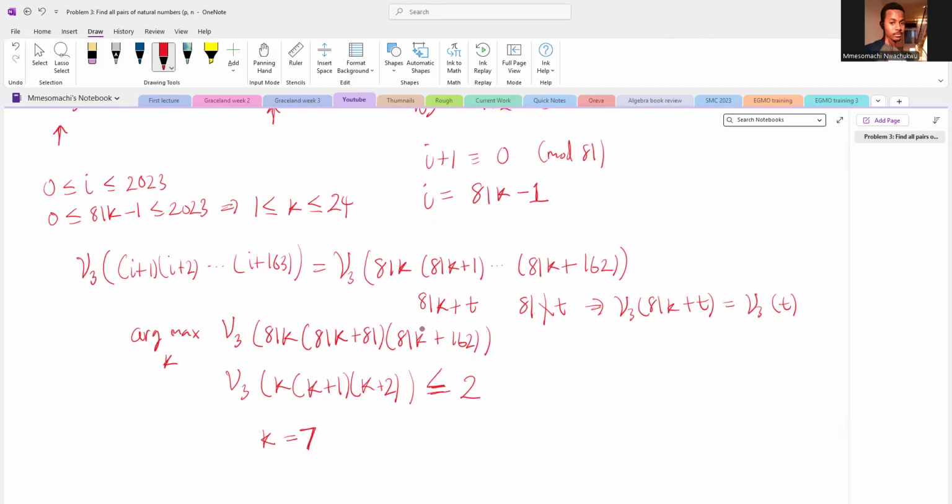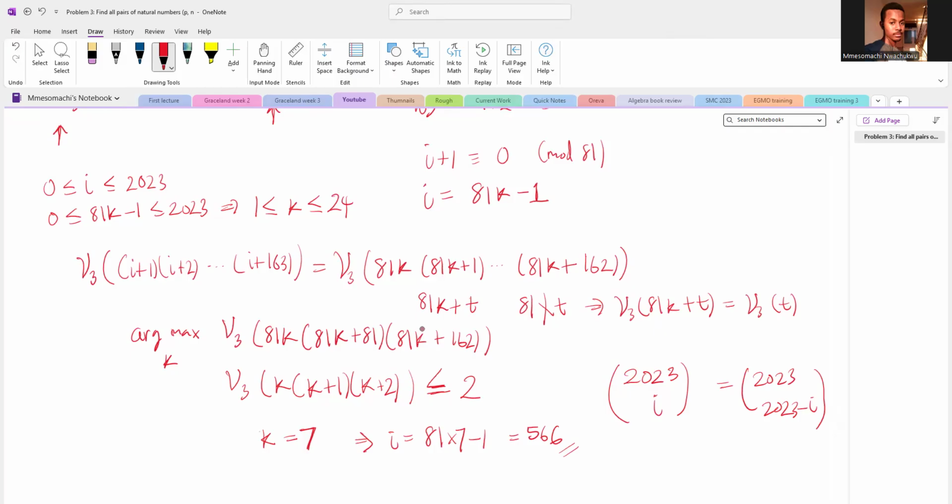The reason I'm picking the minimum k for now is because remember, we want to pick the maximum I. We can as well pick the minimum I, and then we know that the other is equal to 2023 minus I. So now if k is equal to 7, that implies that I is equal to 81 times 7 minus 1, which is equal to 566. So this is the minimum I that maximizes this.